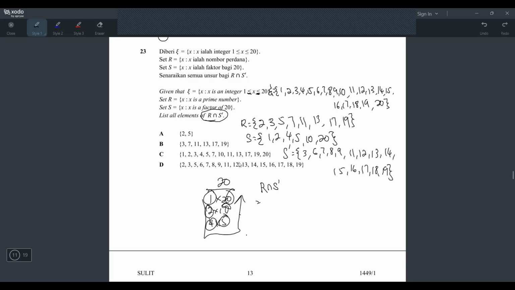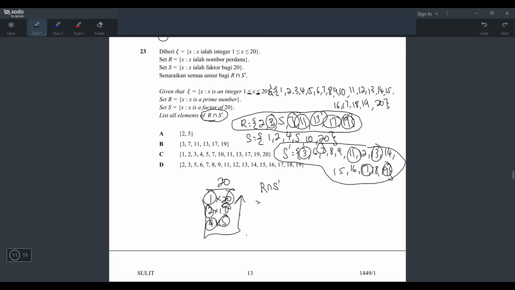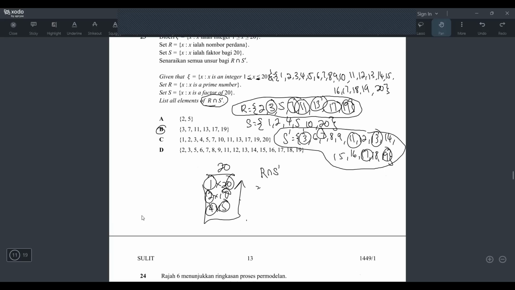Tapi you kena intersect dengan R. So intersect means what? Intersect means I look at this S complement and I look at R and then I find the intersect. Intersect means yang dua-dua ada. Elemen yang dua-dua ada ataupun persilangan lah. So 3 intersection. What else? 7, okay, and then 13, 11, 17 also, 19 also. So the answer is 3, 7, 11, 13, 17, 19. The answer is B. Okay, so that's how you do it. 3, 7, 11, 13, 17, 19.